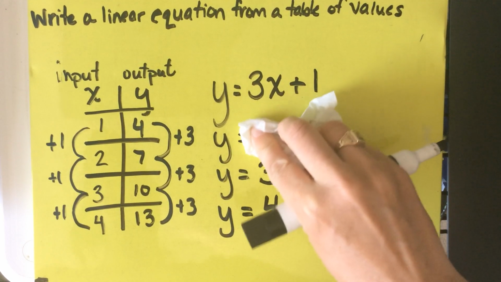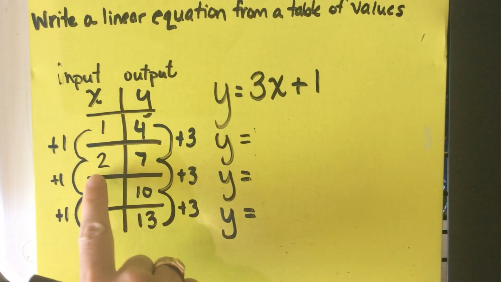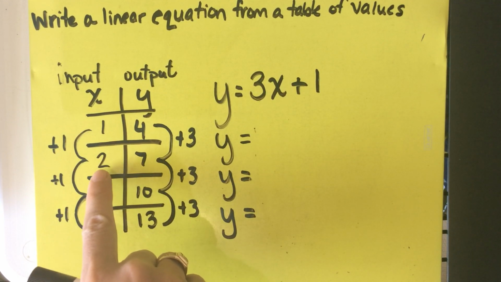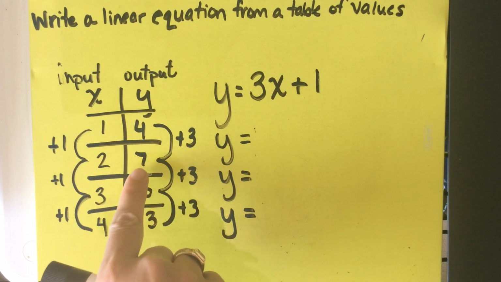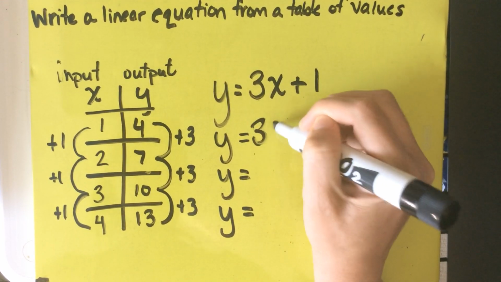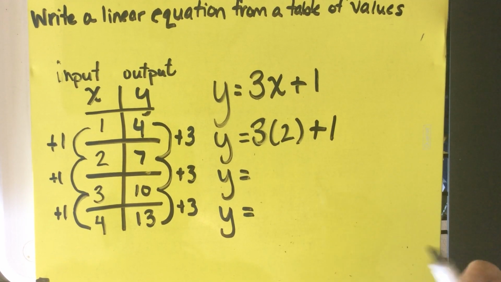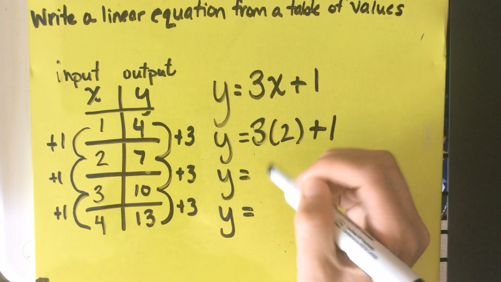And I can try it again with another point. Let's try the next point, this 2 and 7. So when I input x equals 2, I should get an answer of y equals 7. So instead of an x, I'm going to now put in a 2. And when I work it out, I should get y equals 7 according to my table.